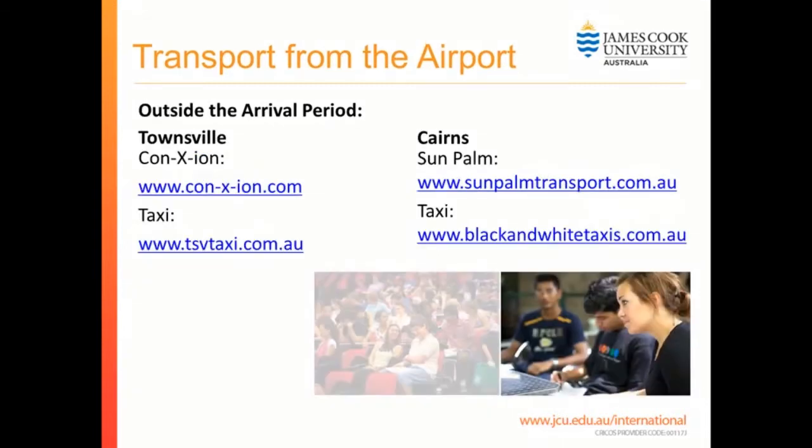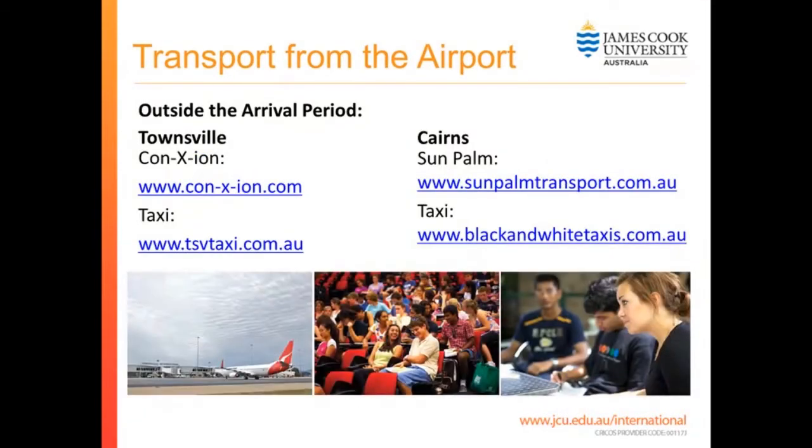If you're arriving outside of the arrivals period, you will need to arrange your own transport from the airport to your accommodation. You can take a taxi from just outside the main terminals in both the Townsville and Cairns airports. Please be aware that there is no need to barter with the taxi driver, as the meter is always used. You can also contact Connection or Sunpalm transport companies to discuss airport transportation. It may be cheaper for you to travel using these services rather than a taxi.